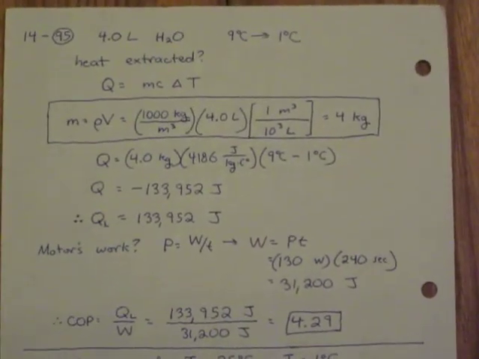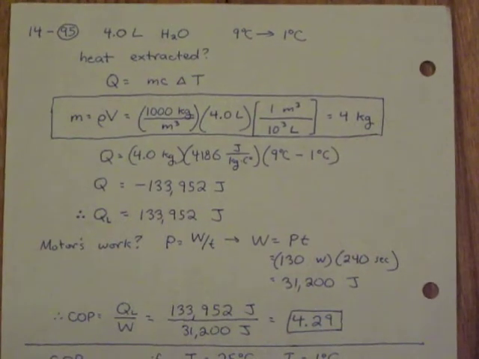Number 95. 4 liters of water brought from 9 degrees Celsius to 1 degree Celsius. What is the heat extracted? This goes back to a previous chapter in thermodynamics, chapter 13, where we did Q equals mc times delta T.